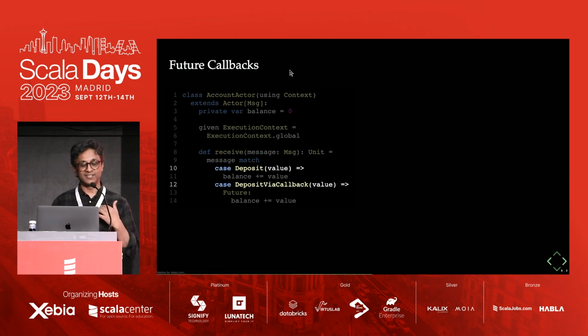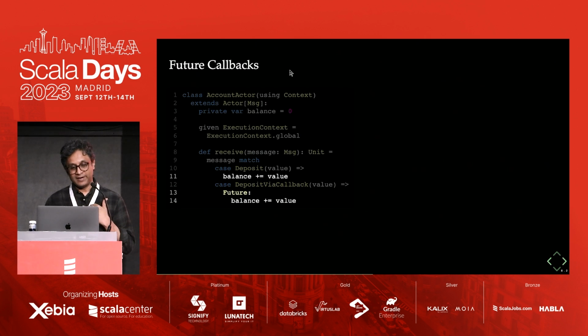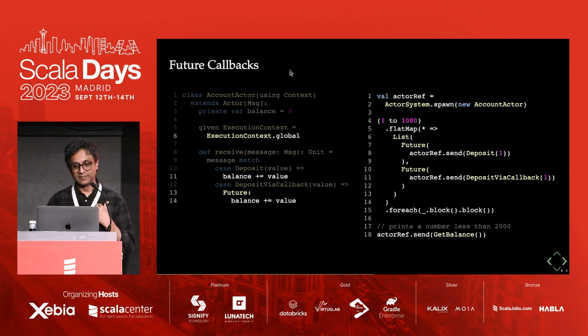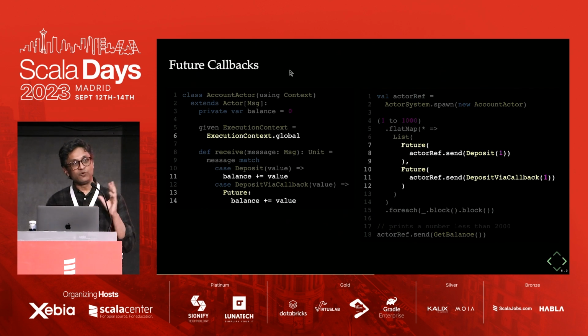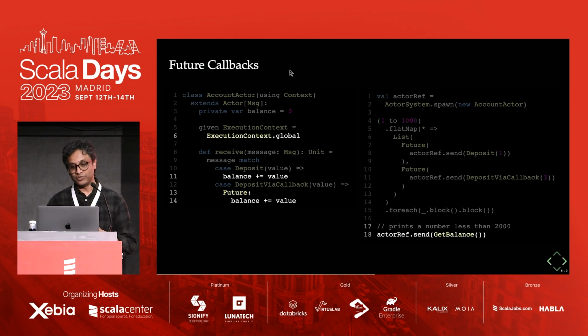So let's do a demo of this. Let's say that we add two deposit methods. One is the regular deposit, and the other is via callback on a future. Both of them are updating the balance, right? And we are using the Akka-like execution context, which is equivalent to execution context global for all practical purposes. Then if we do concurrent operations on this ActorRef by sending deposit and deposit via callback concurrently, you will have the same issue, right? And if you ask for a balance, it will be less than expected.